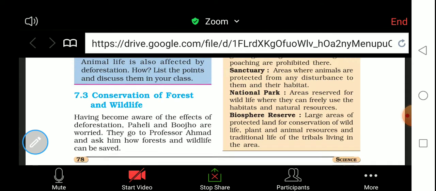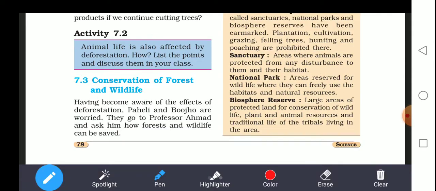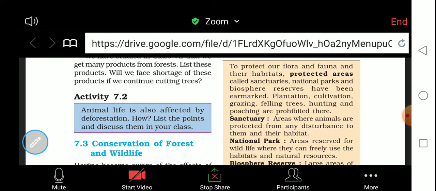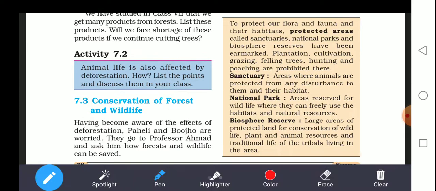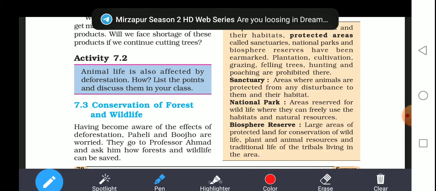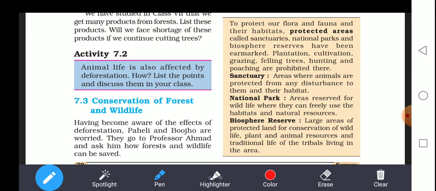Next, we'll study some definitions of this chapter. Here we'll discuss how to protect our flora and fauna. Flora means plants, such as fungi and microorganisms. We can say flora means plants. Fauna means animals and their habitats.